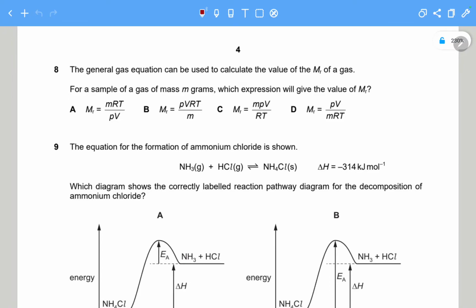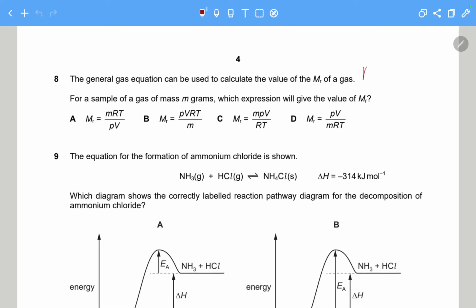Question 8. The general gas equation can be used to calculate the value of Mr of a gas. For a sample of a gas of mass m grams, which expression will give the value of Mr? So we start with the general gas equation, which is PV is equal to nRT. We know that n is equal to m over Mr, and therefore we can write PV is equal to mRT over Mr, and hence Mr is equal to mRT over PV. So that is option A.